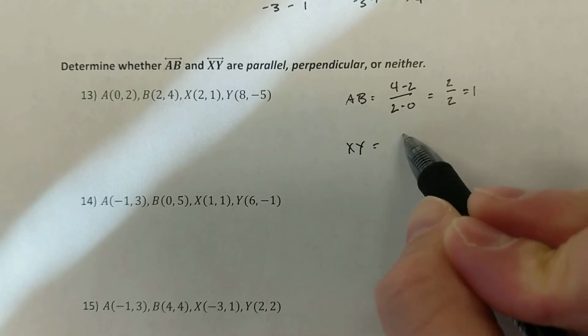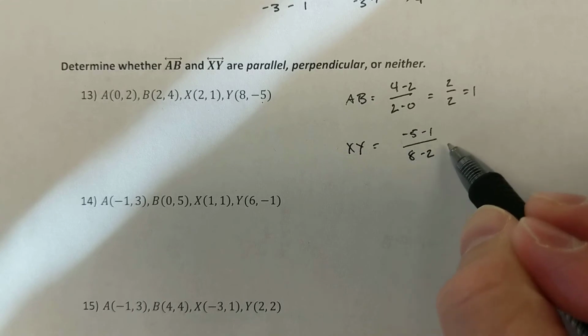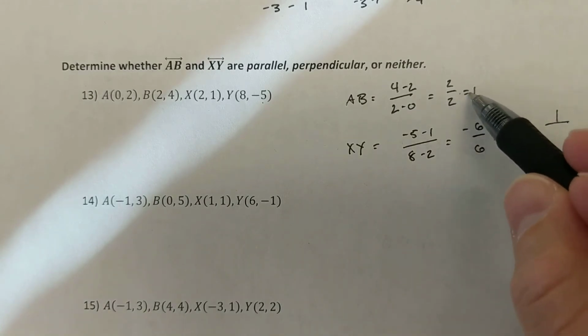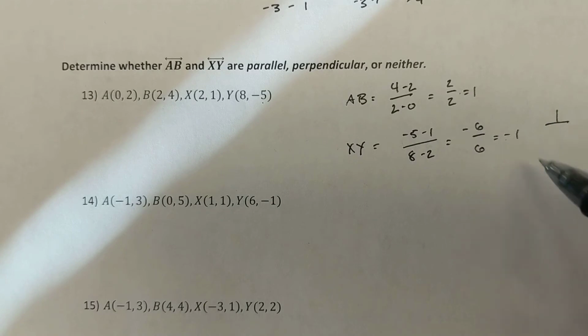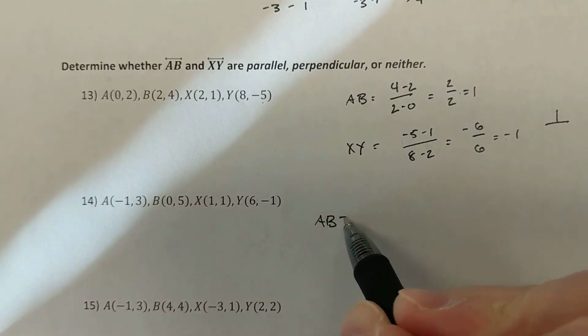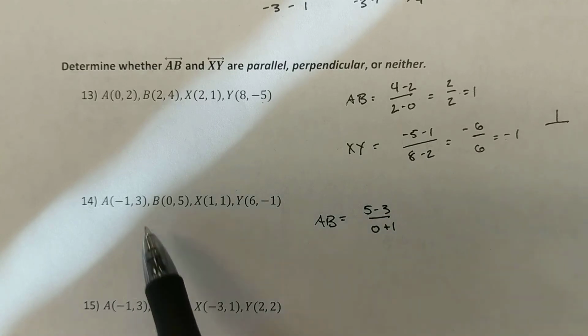For XY, it's going to be negative 5 minus 1, y minus y, 8 minus 2. So that's negative 6 over positive 6, which is negative 1. These two lines are perpendicular. These are opposite in sign and reciprocals of each other. If you flip 1 over, you get 1. It's kind of a special case because 1 is 1 over 1, and if you turn it over, it's still 1 over 1.